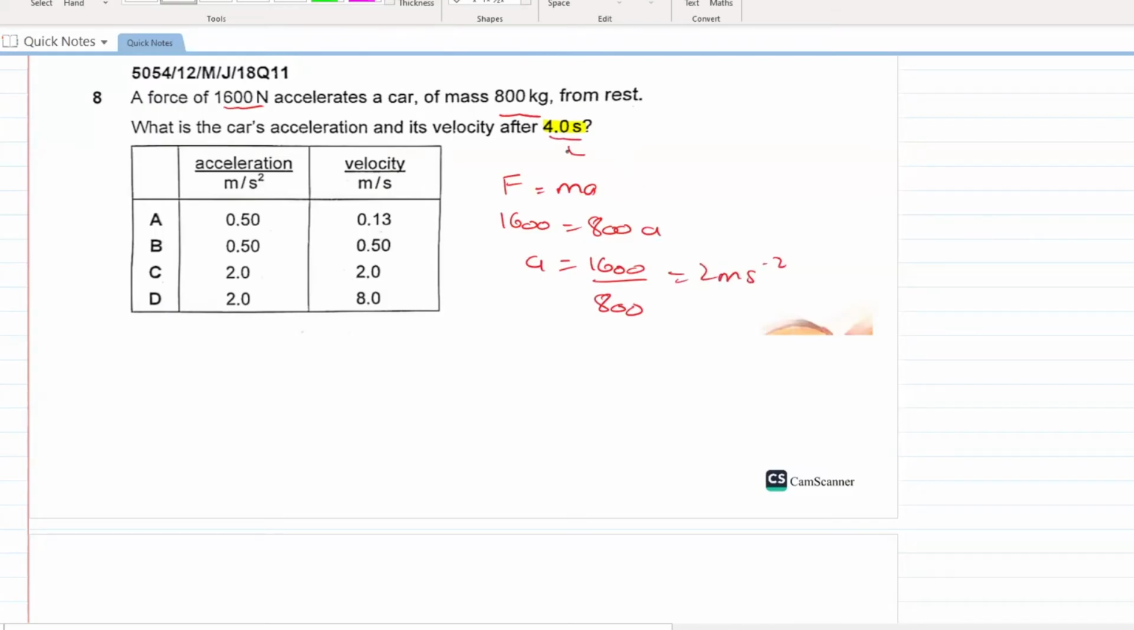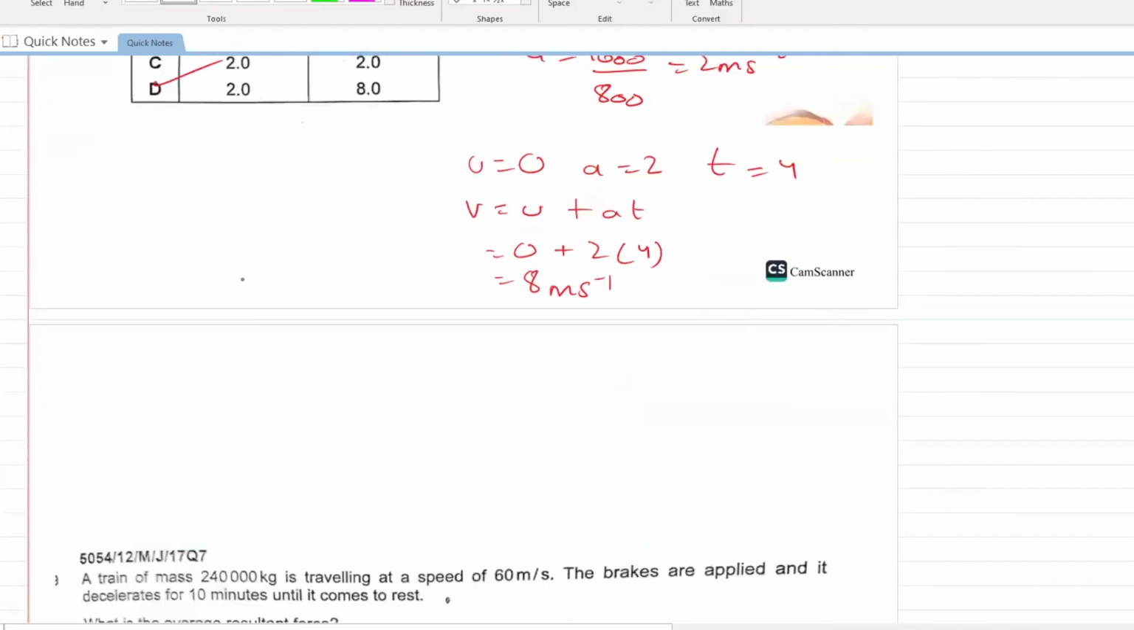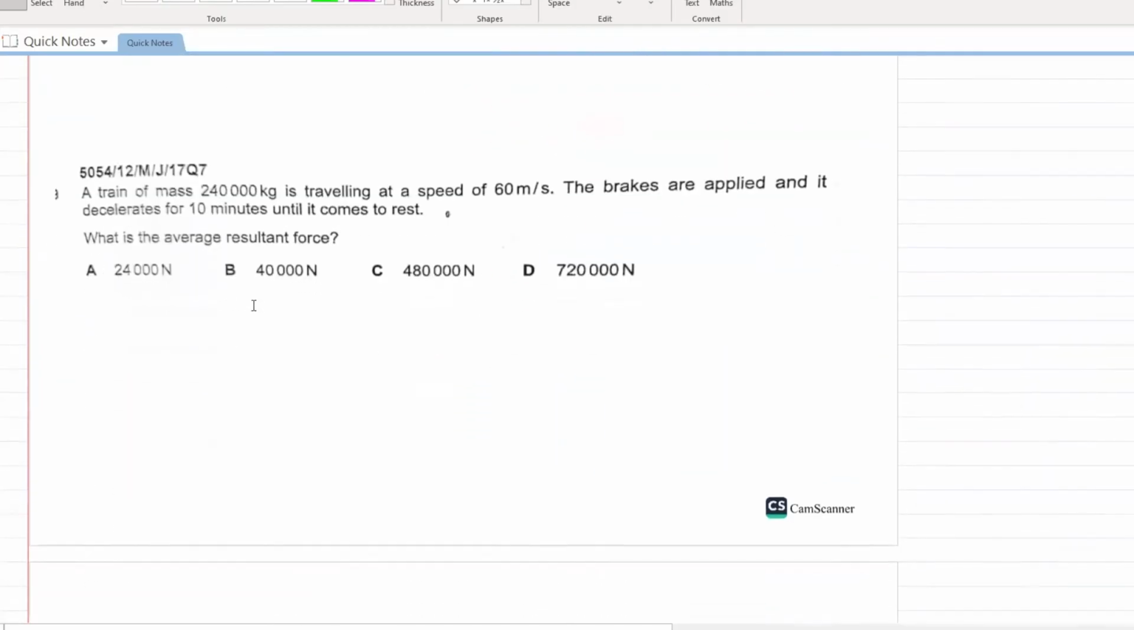Your time t is 4 seconds. You have to calculate the velocity after 4 seconds. Initially, you are starting from rest, so your u is 0. Your acceleration is 2. Your t is 4. Your final velocity will be equal to what? v = u + at. u is 0, acceleration is 2, t is 4. This comes out to be 8 ms^-1. Is there any option like that? D is your answer. Let's further move ahead.